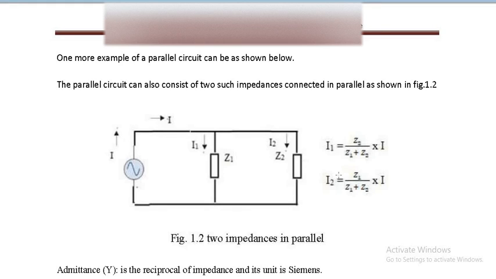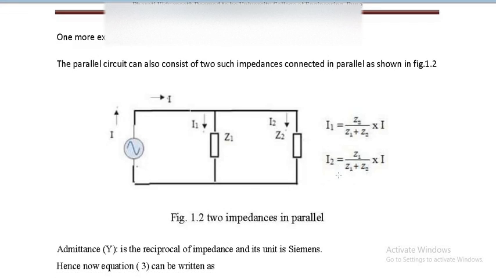To put it another way, the part of the total current flowing through an impedance depends on the opposite impedance. When I want to find the current flowing through Z1, it is Z2 upon Z1 plus Z2 into I, and for the current through Z2, it will be Z1 upon Z1 plus Z2 into I. That means the share of the total current flowing through a particular impedance depends on the opposite impedance.